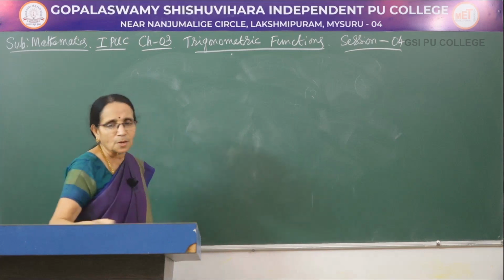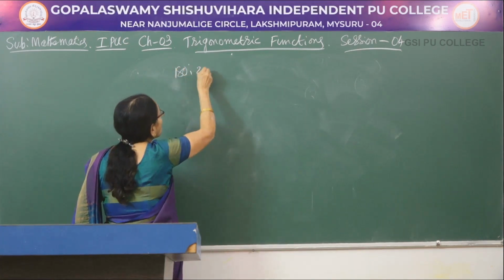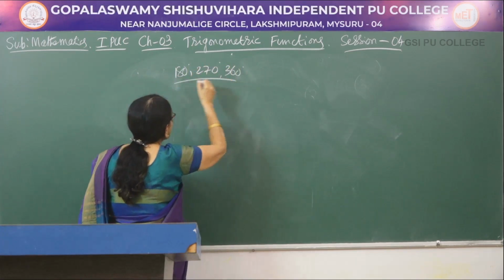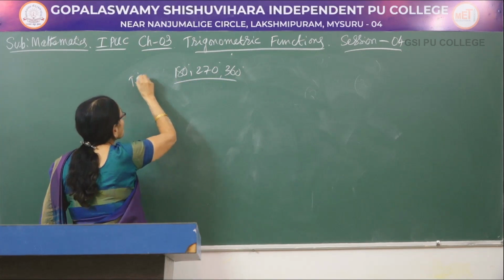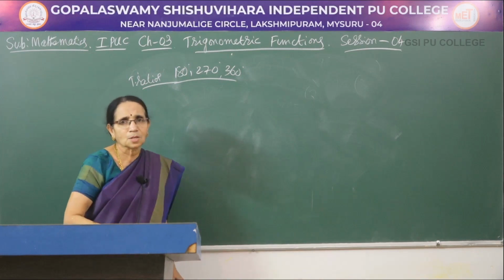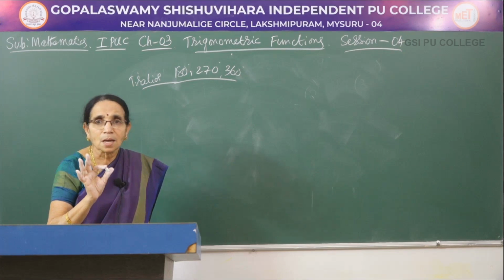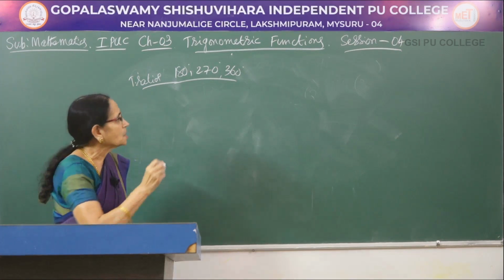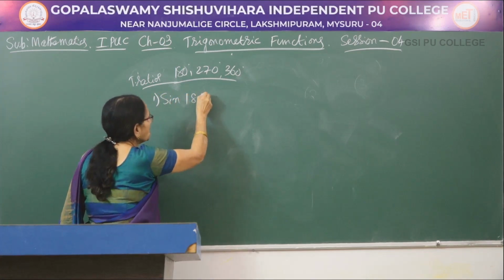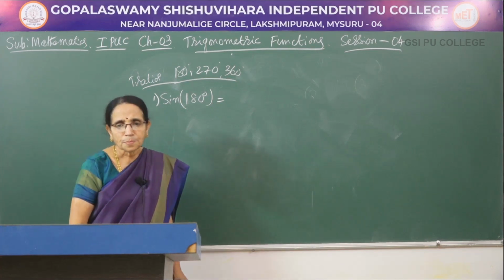So, the next problem is to find the values of the trigonometric ratios of 180, 270 and 360 degrees. Of course, these derivations will not be asked, but after getting the value here, we are getting another important piece of information. Let me take the first one: sin of 180 degrees.